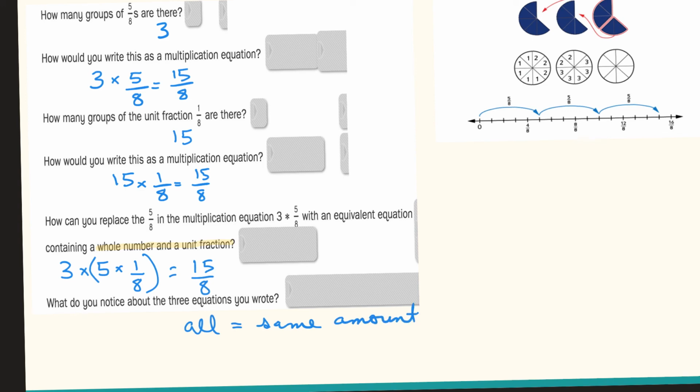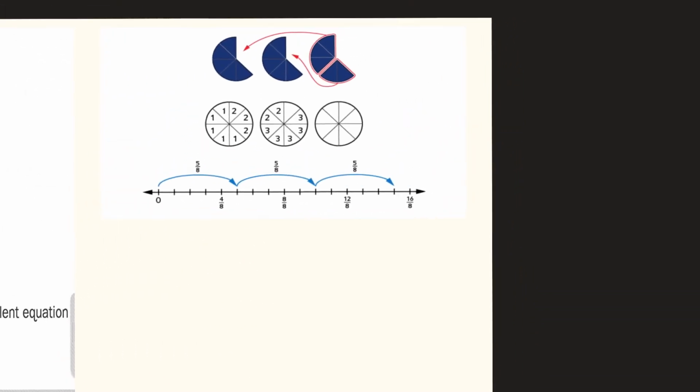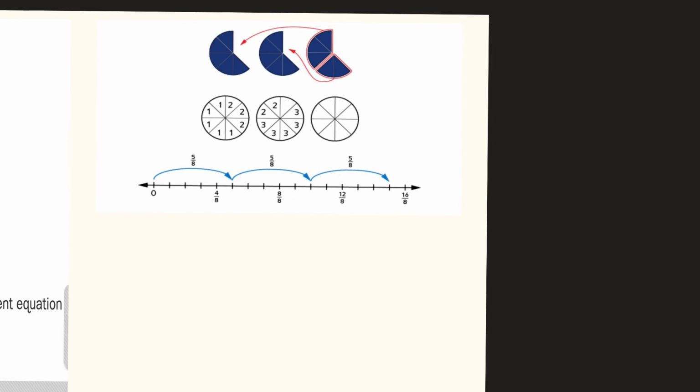Okay, and I can also double check that with my visual representation over here, right? I have 1, 2, 3, 4, 5, 6, 7, 8, 9, 10, 11, 12, 13, 14, 15/8. Okay, and in all 3 of these versions, in the fraction pieces, in the drawing, and in the number line, we all end up with 15/8.